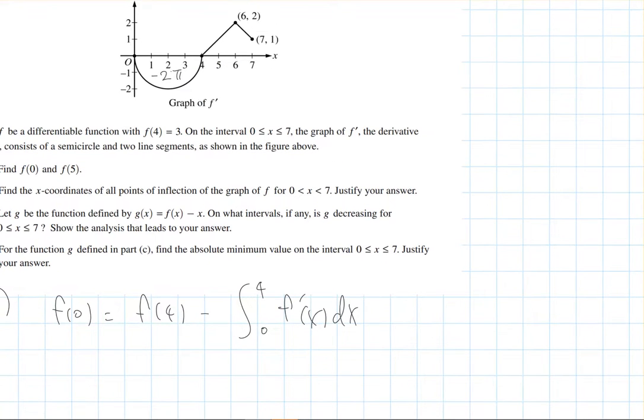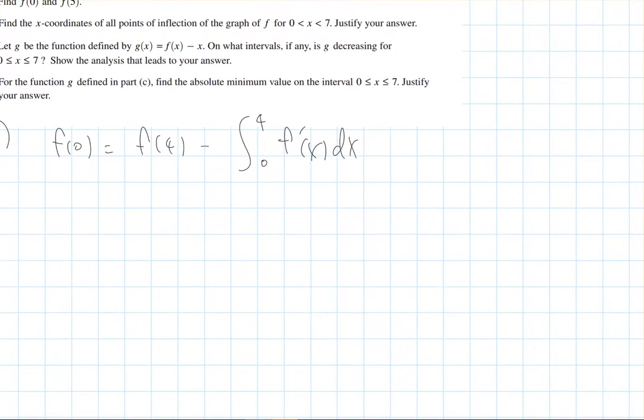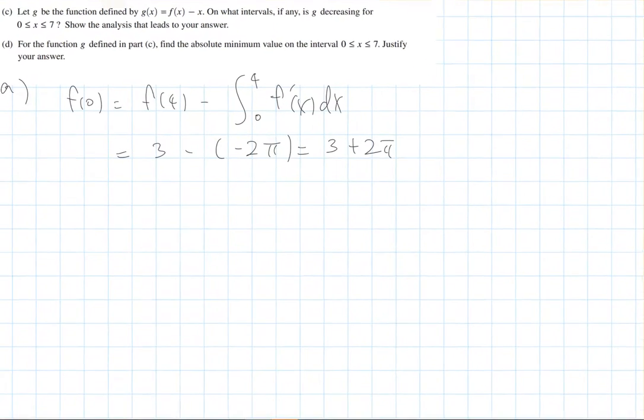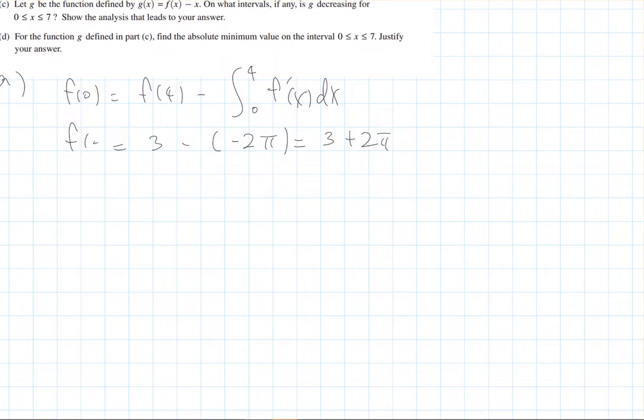And we know that f of 4 is 3, so if we rewrite this, it will be 3 minus negative 2 pi, which is 3 plus 2 pi. And that's going to be f of 0.